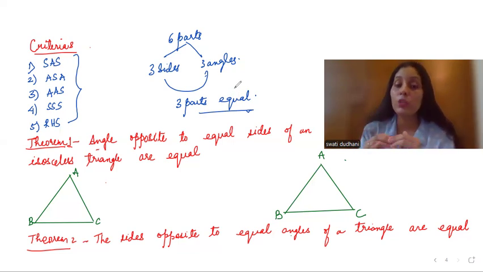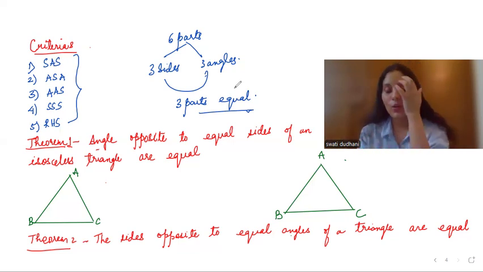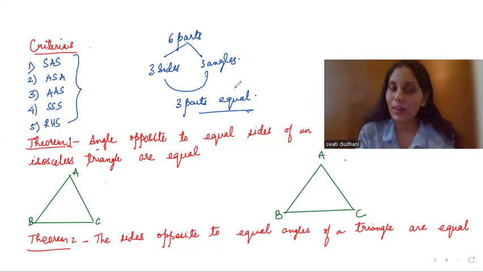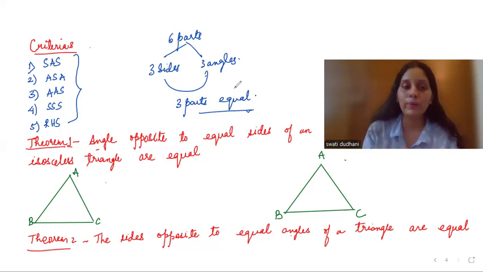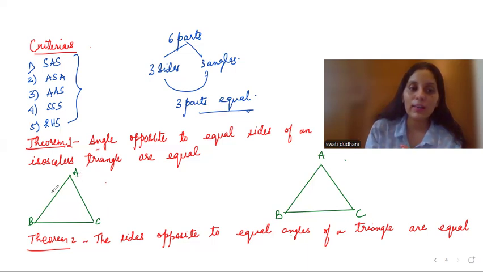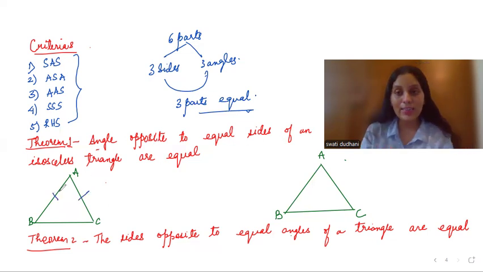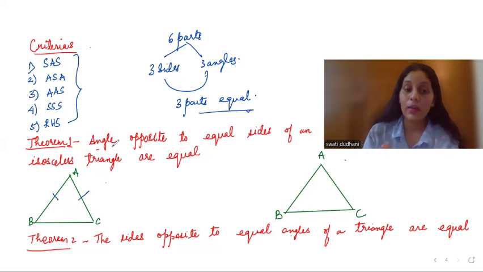Now we also have two important theorems that we have used many times, and we will be using them a lot more in almost all the questions. Now, what is an isosceles triangle? We have already seen it in 8th grade. Isosceles means two sides are equal. So let's say ABC is an isosceles triangle. These are the two sides that are equal. The theorem states: angles opposite to equal sides.